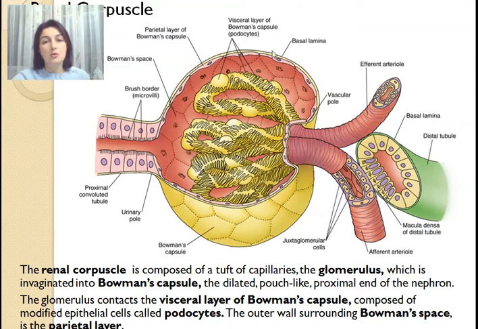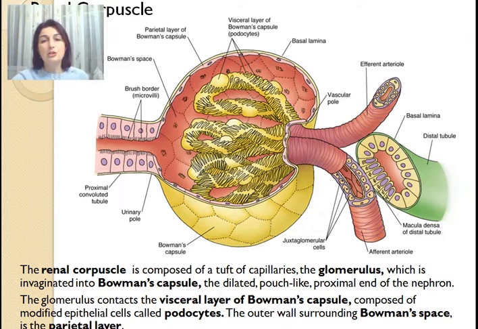The Bowman's capsule has a parietal layer, as we see here. It is a parietal layer which is lined by simple squamous epithelium, and it has also a visceral layer. The visceral layer is formed by podocytes that surround the capillaries. Almost all parts of the capillaries are surrounded by the podocytes. But their cell bodies do not touch the capillaries.